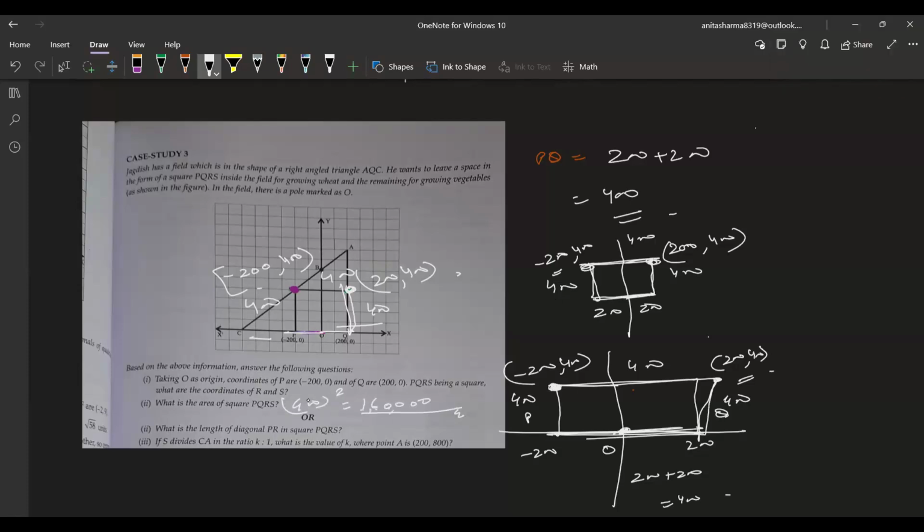1,60,000, right? Yes, ma'am. 1,60,000. And you will write square units. Don't forget to write the units. Okay, beta? Yes, ma'am.